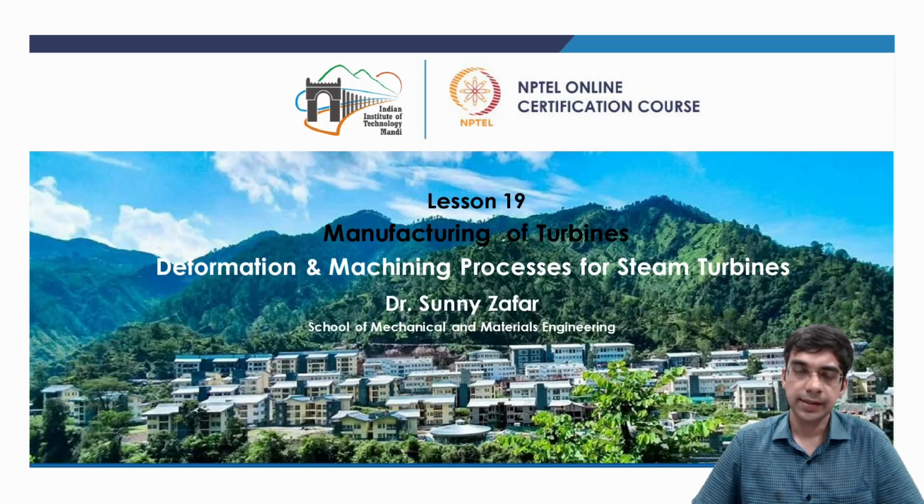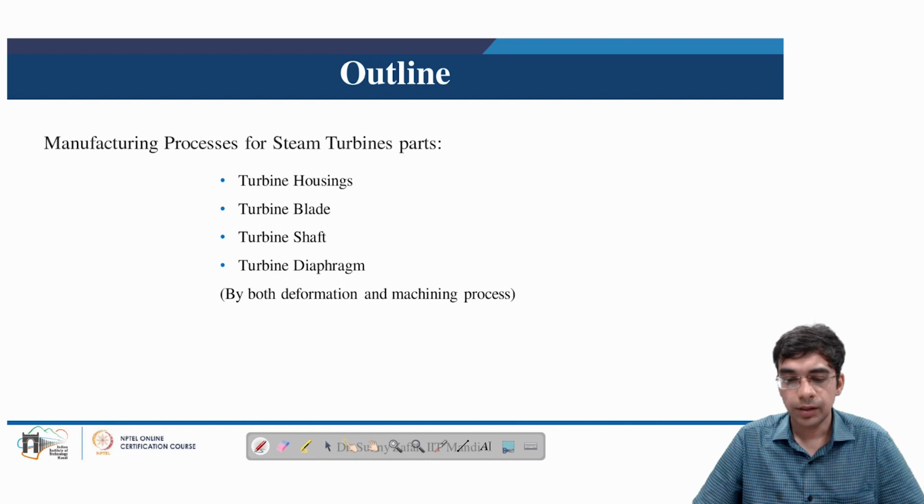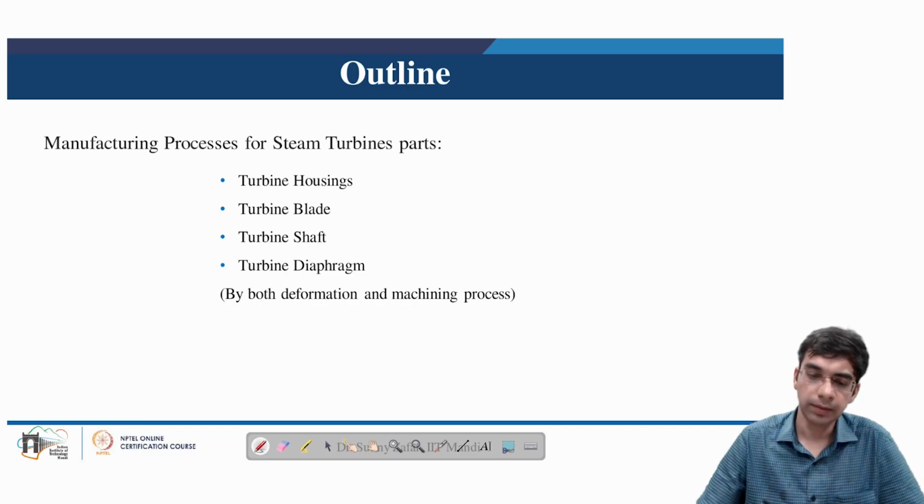So in this lesson 19 of the course, we will see the deformation and machining processes which are used to manufacture steam turbines. In the steam turbine assembly, it consists of several parts such as turbine housing, turbine blade, turbine shaft, turbine diaphragm, and several of the deformation and machining processes are used to manufacture these components of the steam turbine.